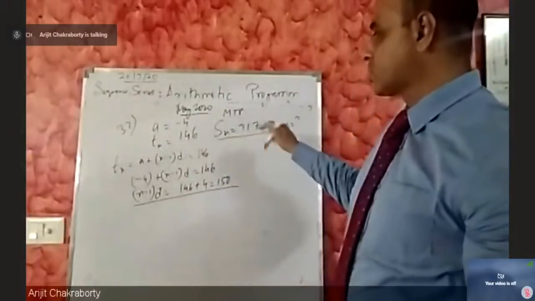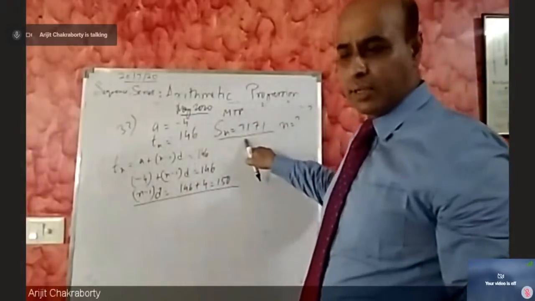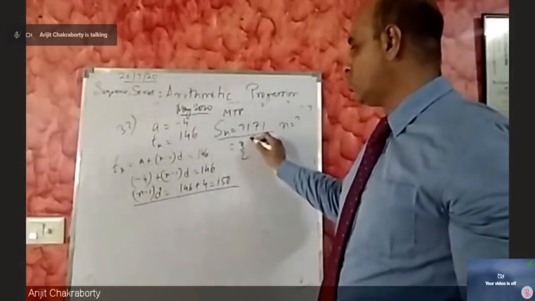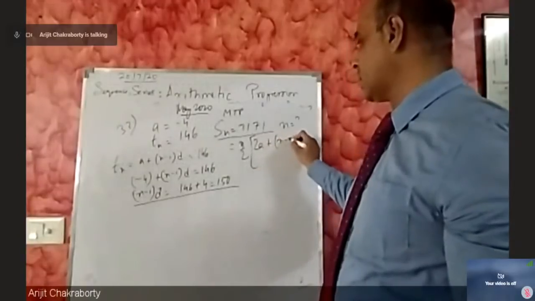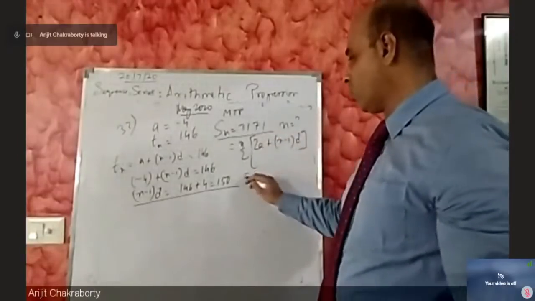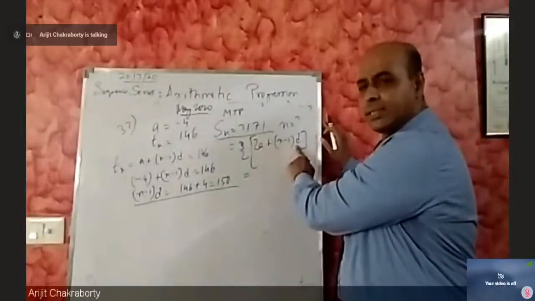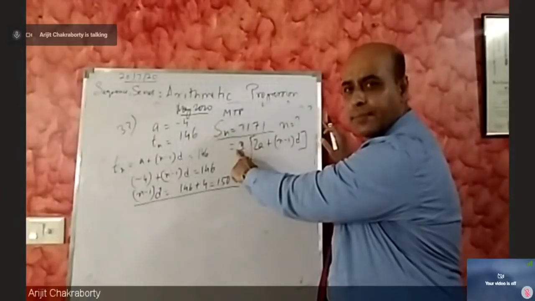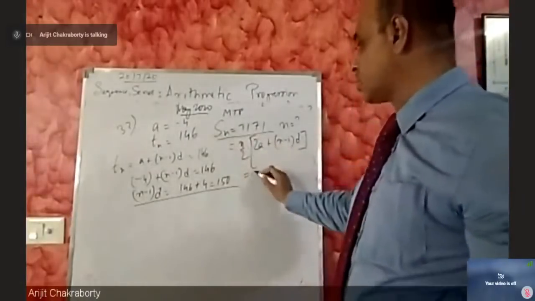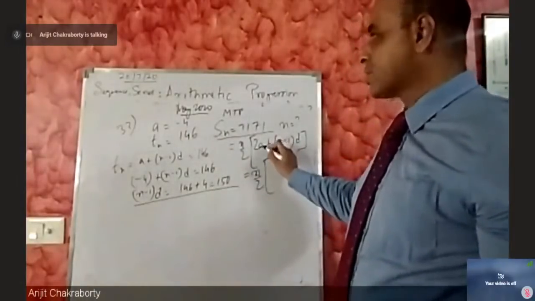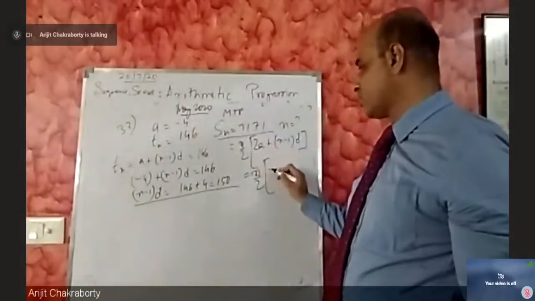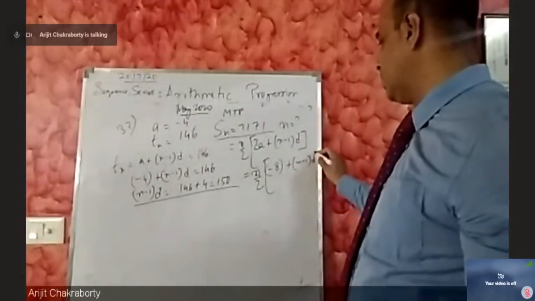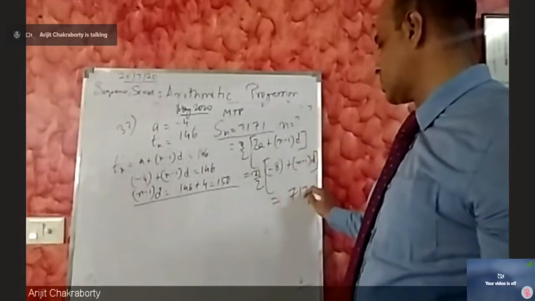From this equation, the sum of the terms is 7171. We know the formula is n by 2, 2a plus n minus 1 into D, where a is the first term, D is the common difference, and n is the number of terms. So here I put n by 2 as it is, a is minus 4. So 2 into minus 4 is minus 8 plus n minus 1 into D. Now this is equal to 7171.